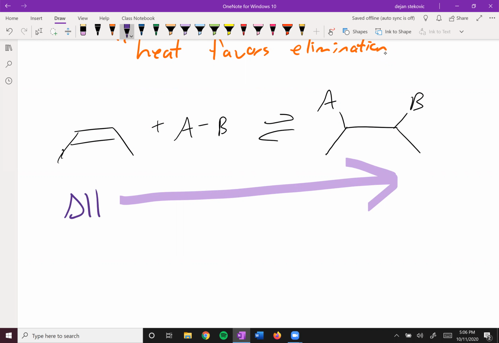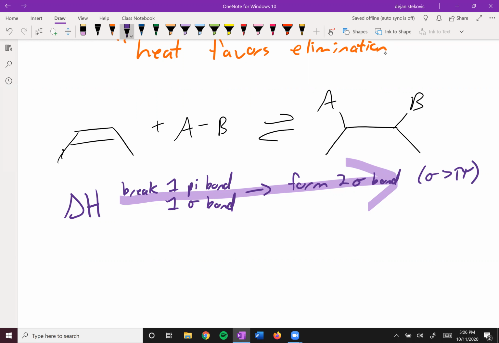So let's think about delta H here. Think about what we're doing here. We're going to break one pi bond, which is our alkene, and then one sigma bond, which is our AB bond. And then we're going to form two sigma bonds, our carbon A and our carbon B bond. And if you think about it, remember that sigma bonds are stronger than pi bonds, and that forming a bond is what releases energy. So here we're forming more stable bonds, and so this leads to an exothermic situation.